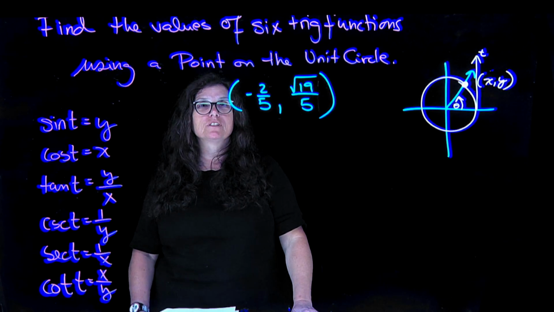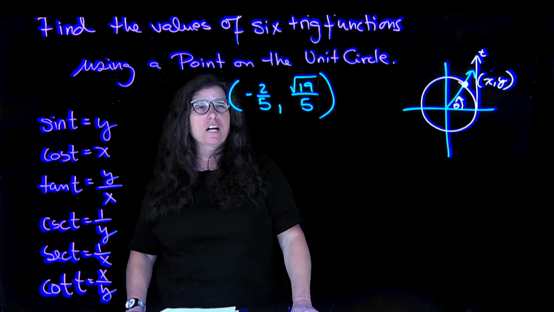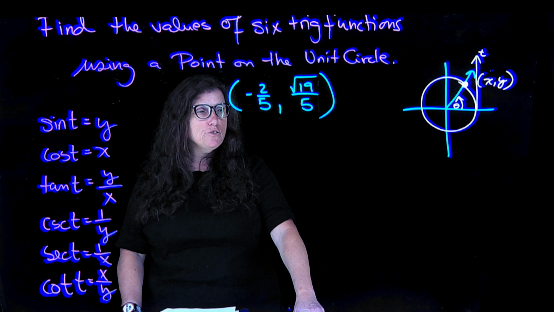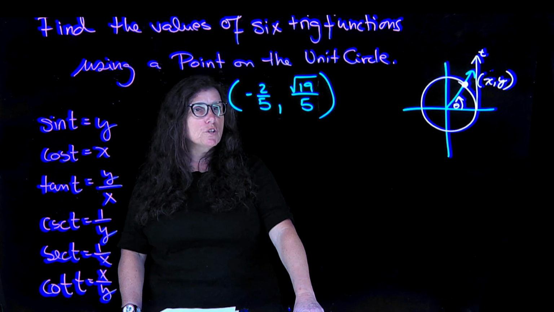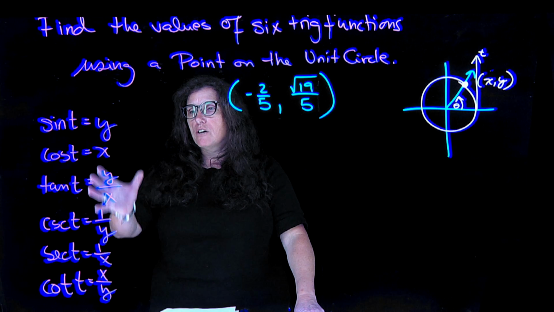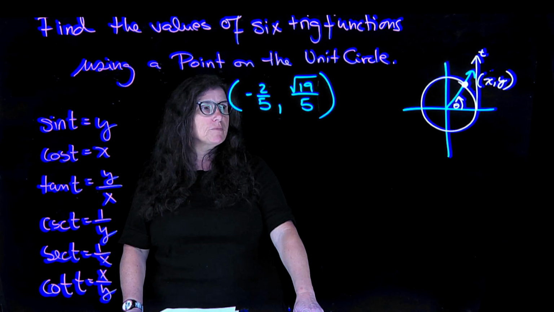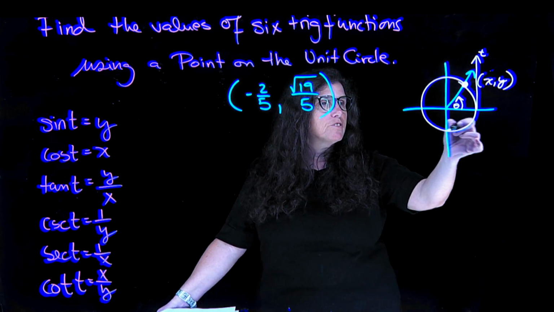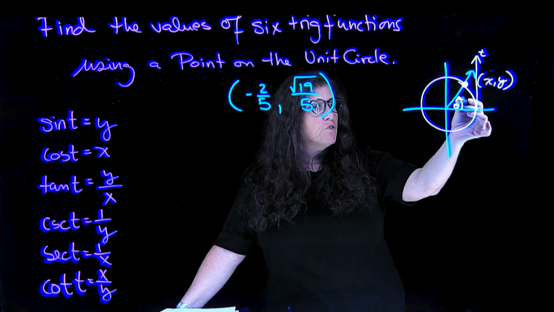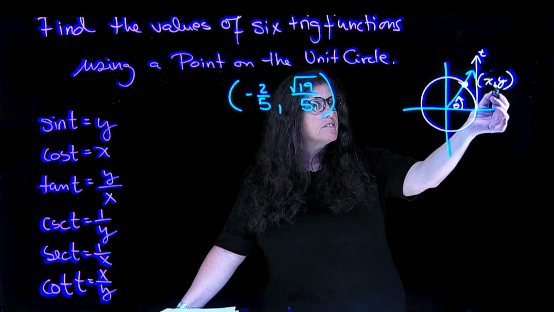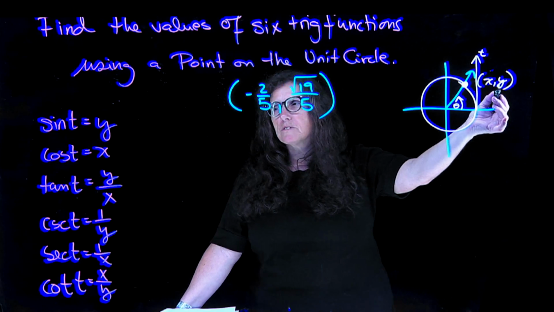In this problem, we're trying to find the values of the 6 trigonometric functions using a point on the unit circle. Here are the definitions for the 6 trigonometric functions. If you have a unit circle, we're forming some kind of angle theta, and the point here is x comma y. That's our ordered pair.